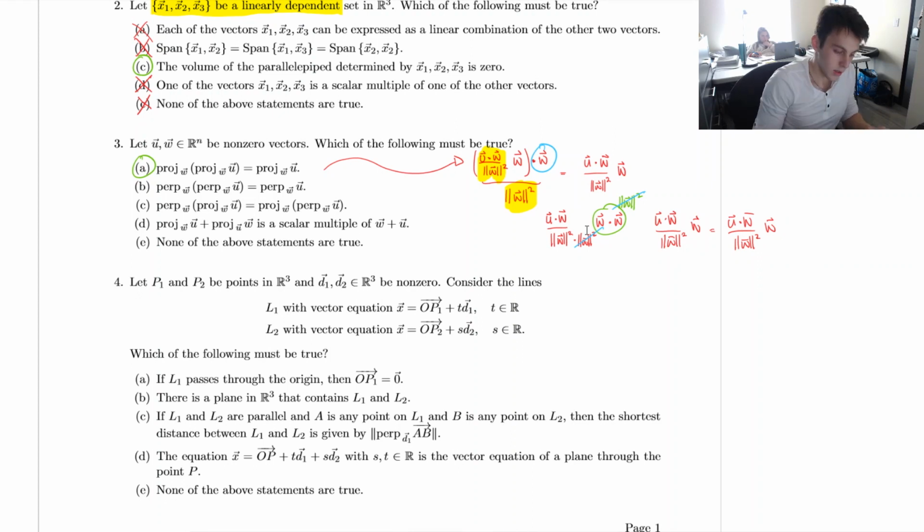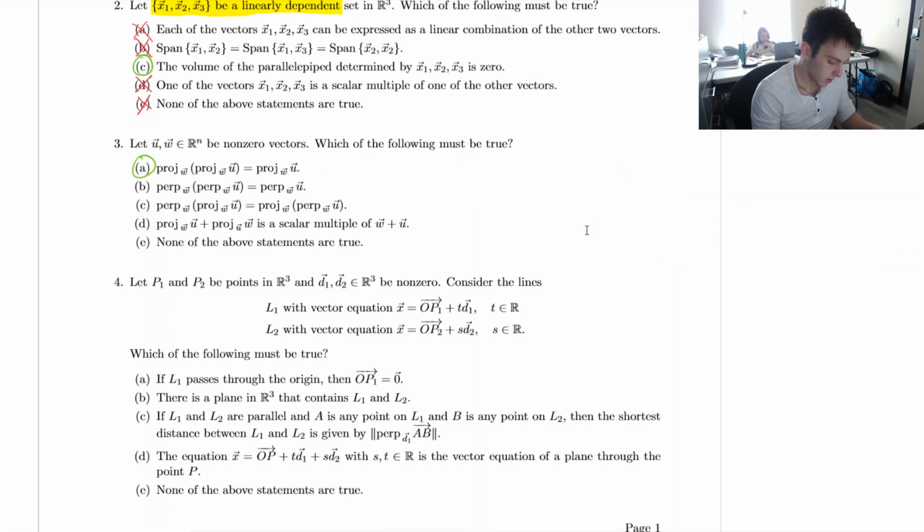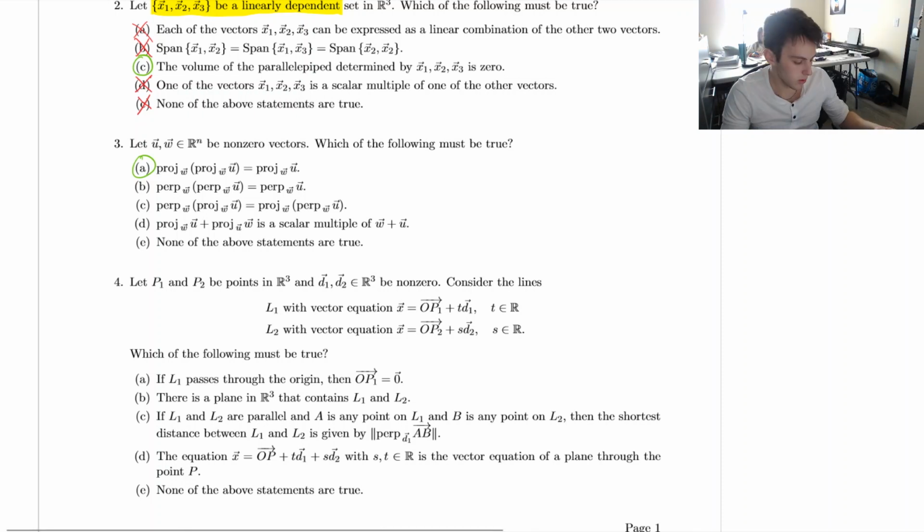That kind of took up a lot of space. Let me erase this. Okay, B. We have basically the perp of a perp on itself. Is that going to be equal to the first perp?